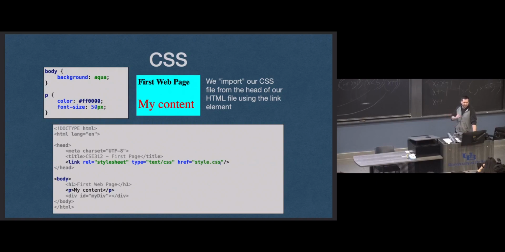That's going to add that style to this page, and then we have our body background is aqua, so we have an aqua background. Our paragraph has giant red text, so our paragraph, my content, giant red text, exactly the way we want it to be. Very beautiful page, too.